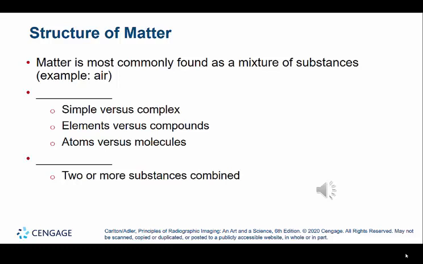Now, atoms are the smallest particle of an element, which possess the chemical properties of that specific element. When two or more atoms unite, they form a molecule, which is the smallest particle of a compound. An example of an element is hydrogen, and an example of a compound would be H2O, which we know as hydrogen and oxygen, which is water. And a mixture is formed when two or more substances are combined.